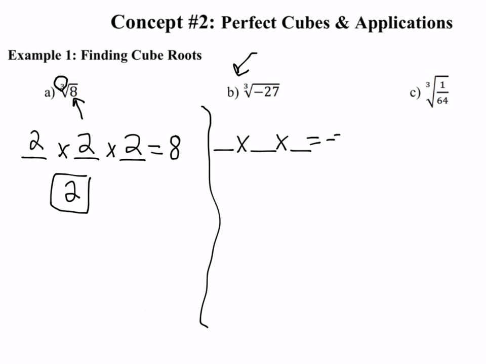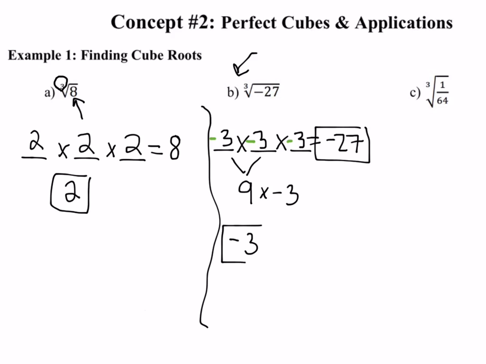gives us negative 27. So we know this is negative on the outside for the 27, so our numbers are going to all be negative. And what times itself 3 times is 27? Well, let's try 3. Negative 3 times negative 3 is positive 9. Positive 9 times negative 3 is indeed negative 27. So negative 3 is your cubed root.